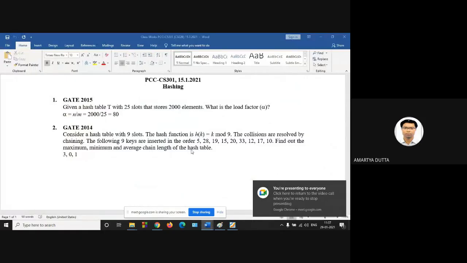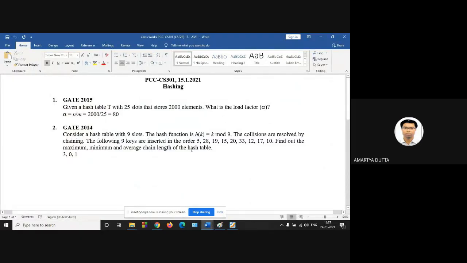In our previous class, we discussed the collision resolution technique. When a collision occurs, suppose there are five elements that you are asked to insert in the hash table. A hash table is basically an array starting from 0 to m minus 1, if the size is m.